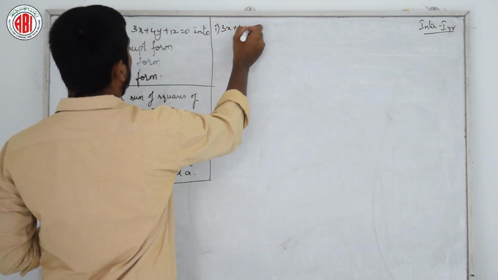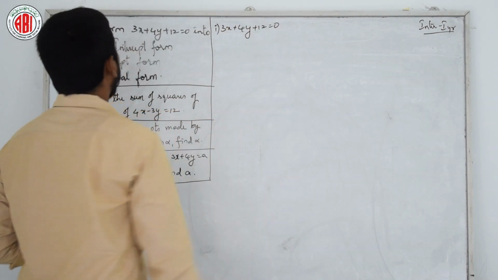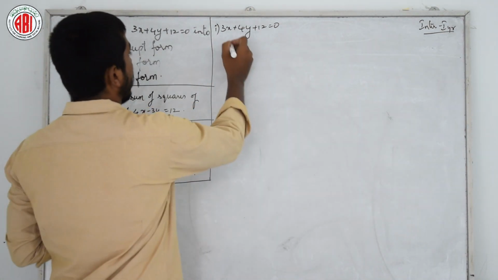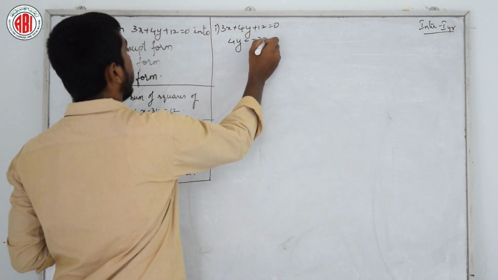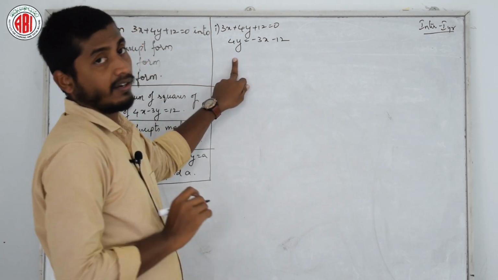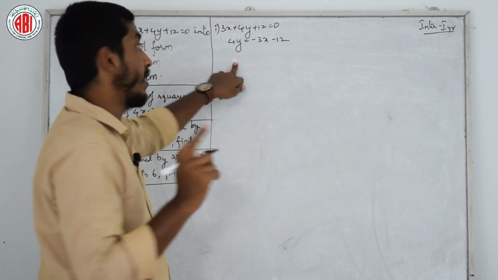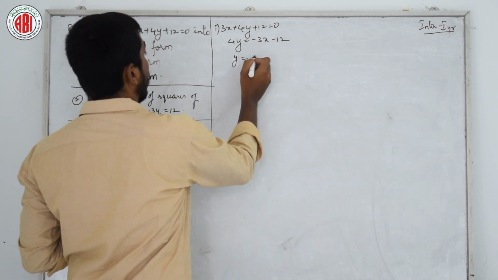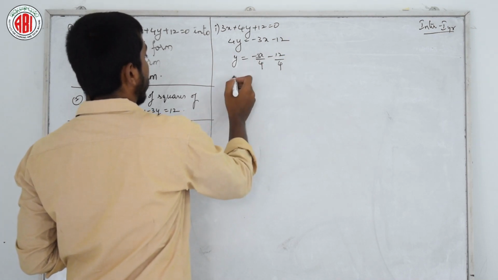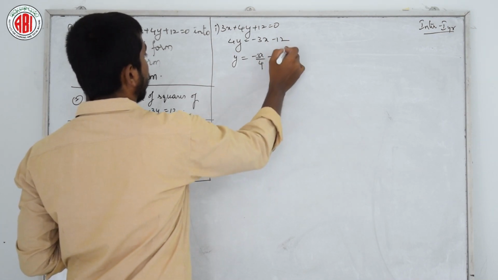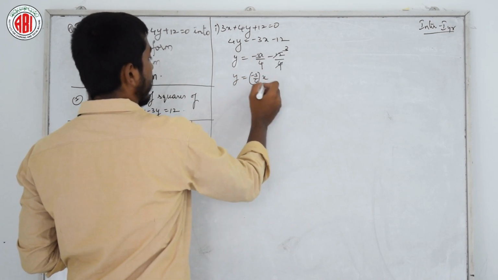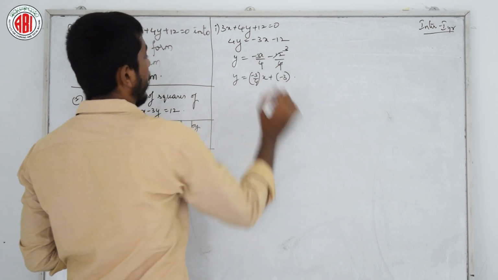3x plus 4y plus 12 equal to 0. What is slope intercept form? y is equal to mx plus c, which means the only y term should be on the left side and the remaining terms should be on the right side. The coefficient of y must be 1 and it should be positive. Therefore, it becomes y is equal to minus 3x by 4 minus 12 by 4. If possible, try to cancel. Therefore, it is minus 3 by 4 into x plus minus 3.